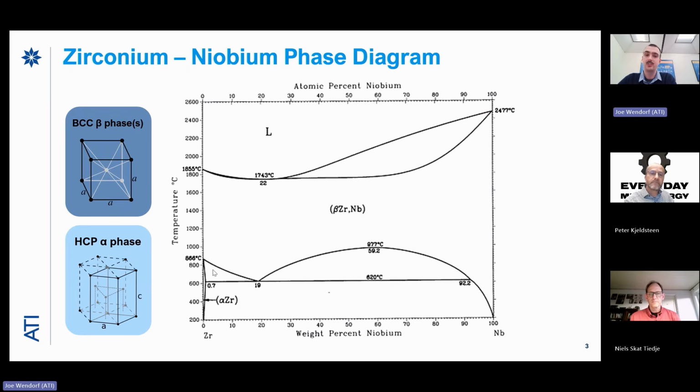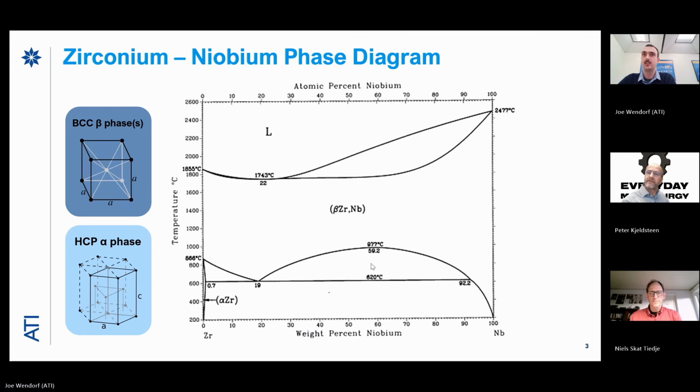This little triangle up here is also a two-phase alpha plus beta region. And then this over here at high niobium content is really interesting. This is what we call a miscibility gap. So say you have a 60% niobium alloy, if you cool down into this region, you'll get a beta and beta microstructure, where you have two different beta phases. They're both BCC, but one, follow the tie line over here, will be very zirconium rich, and one will be niobium rich. So that's called a miscibility gap.